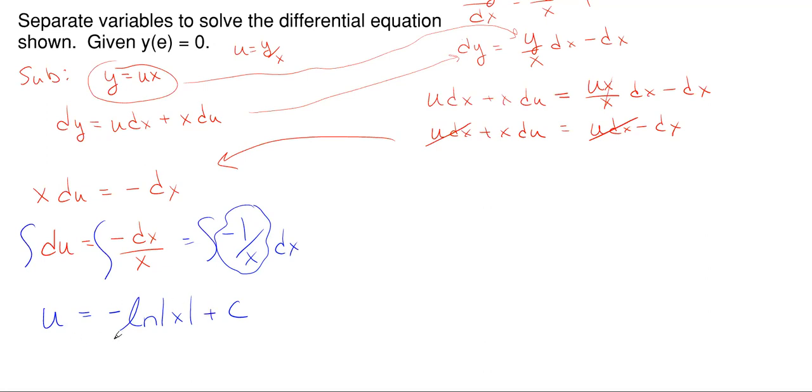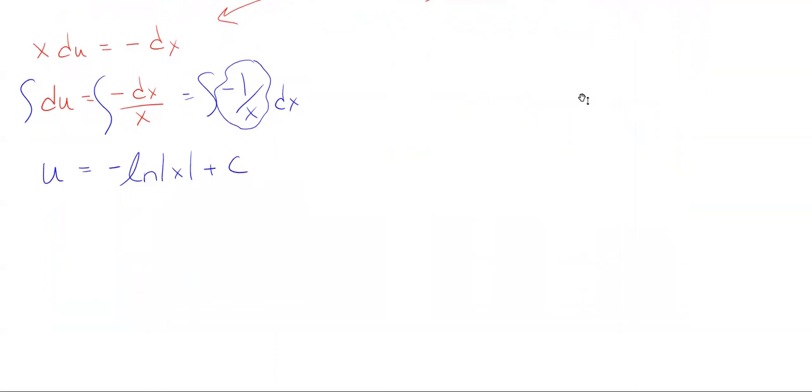Well, remember we want our equation in terms of y. What is u equal to? Well, u is equal to this portion up here that I wrote earlier, y over x. So let's just substitute in here. We would have y over x is equal to negative natural log of x plus your constant. We'll multiply through by x here, and y would be equal to minus x times the natural log of x plus c times x.